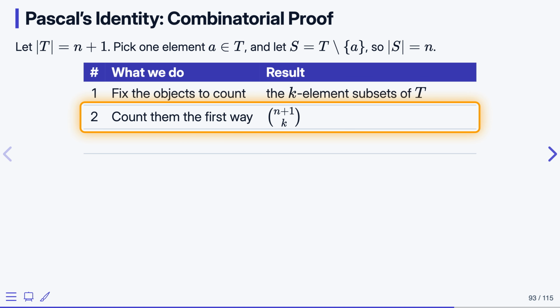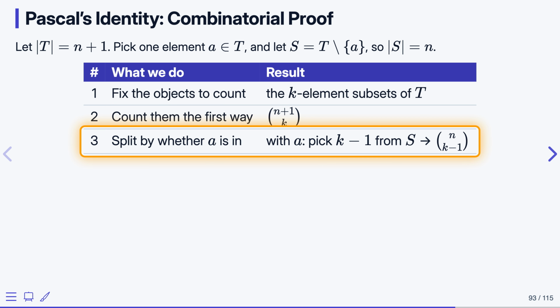Step 2. Count them the first way. There are n plus 1 choose k of them. That is the left side. Step 3. Now count them again, split into 2 cases.